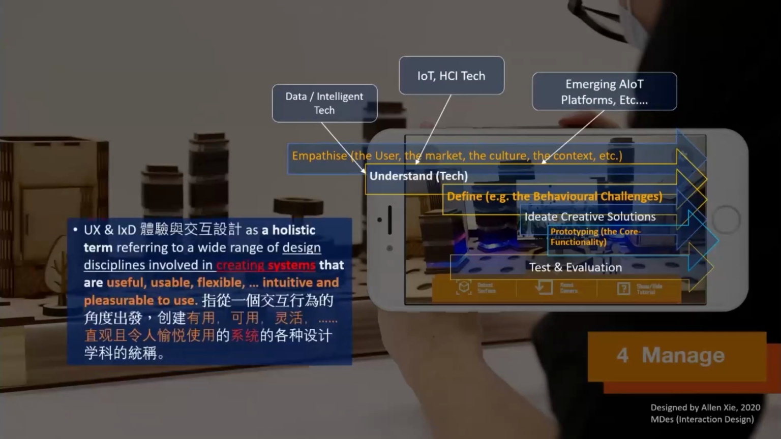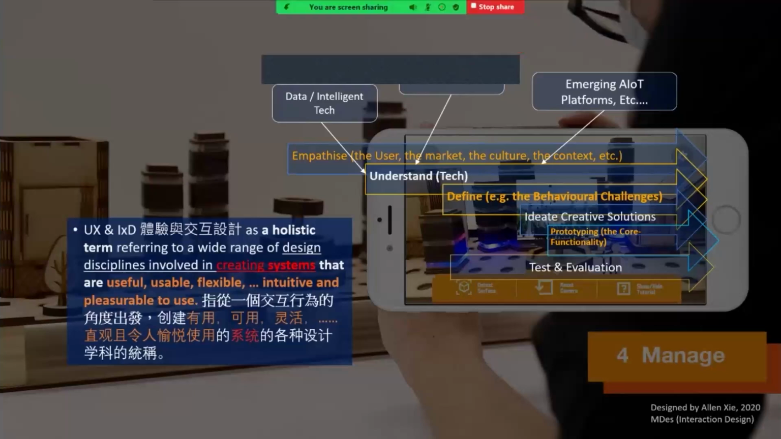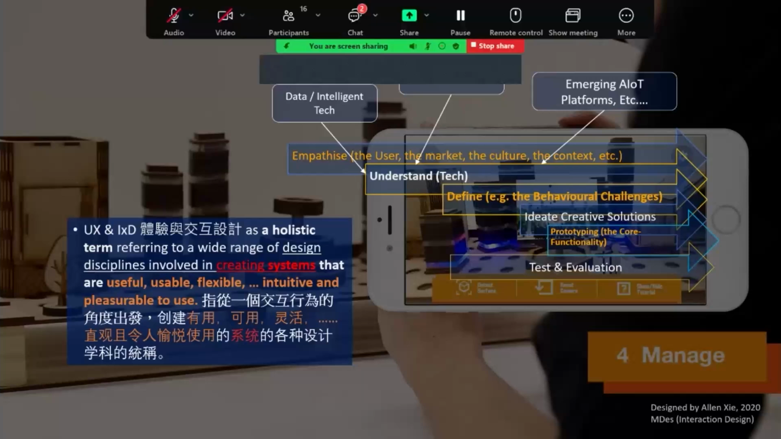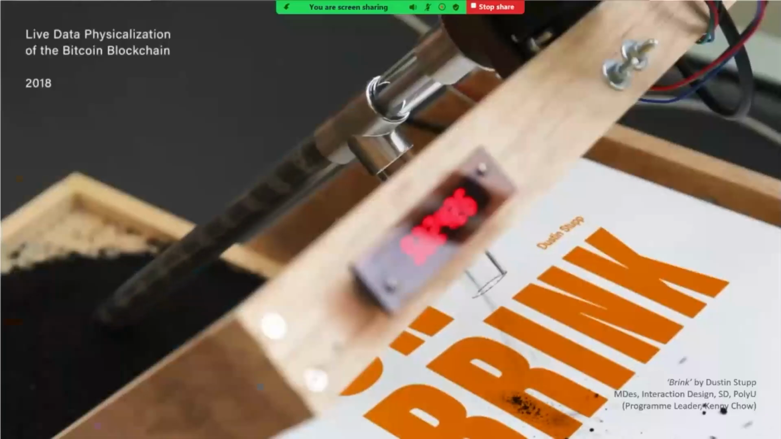So put all of this together, you will be able to create useful, usable, flexible, intuitive, plausible solutions, based on systematic thinking, not only an interface. Okay, so you can imagine if you don't provide this kind of a tangible interface, and only provide a graphical 2D interface, however beautiful it is, it's not innovative enough. Okay. So that is the level of innovation we are talking about.